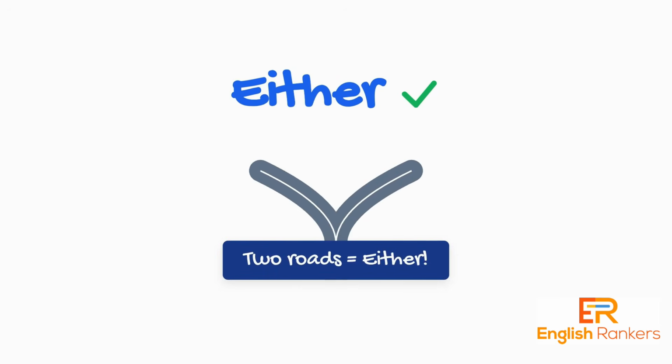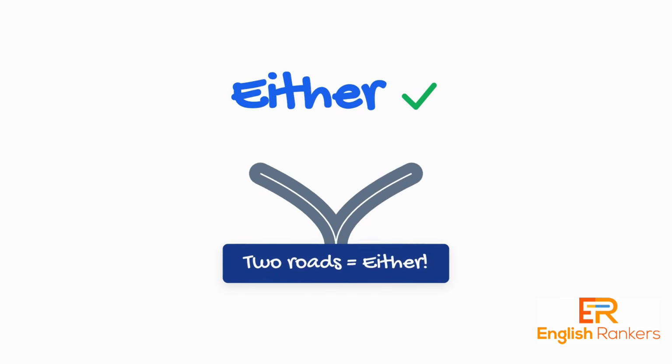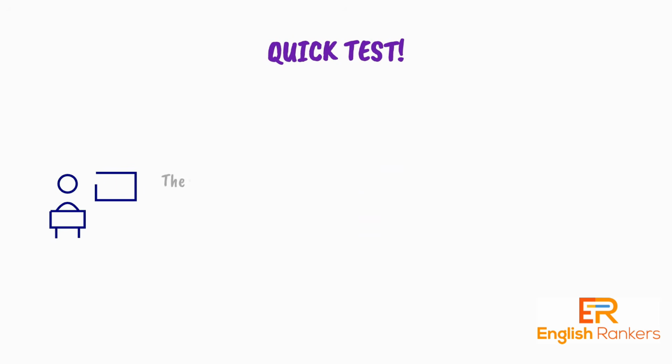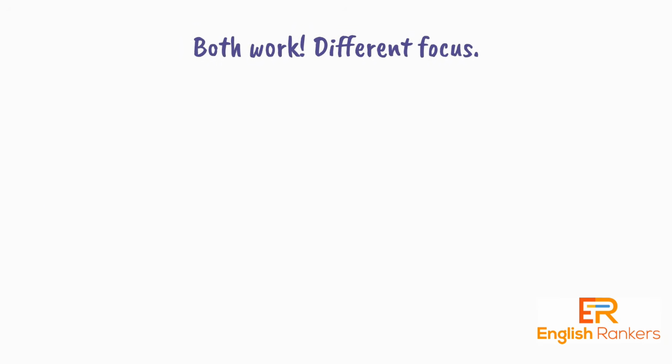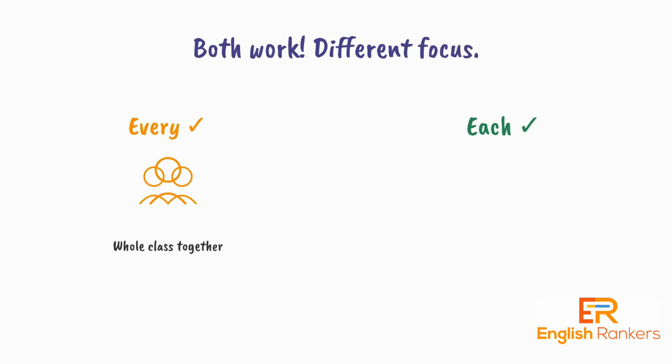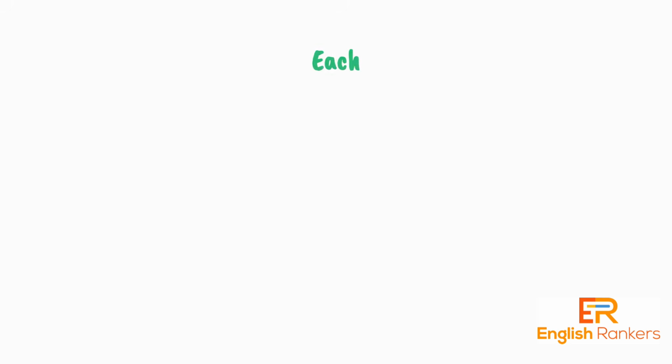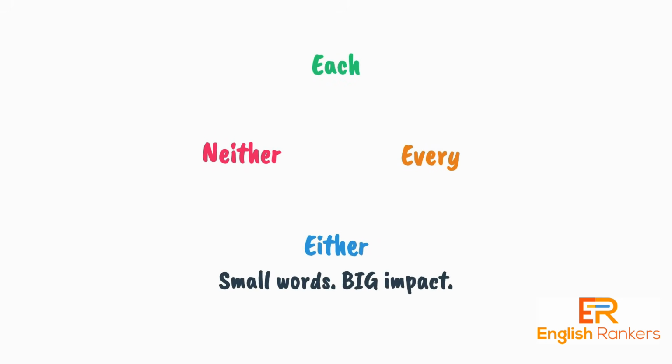Correct. Number 2. The teacher gave a worksheet to blank student in the class. Which one? Think carefully. Both every and each work here. Every if you are thinking about the whole class together. Each if you are picturing the teacher handing them out one by one. These 4 words are small, but they make your English precise and clean. Get them right, and your grammar jumps to the next level.